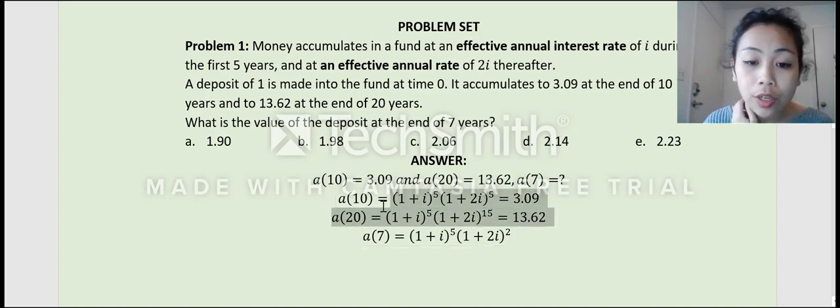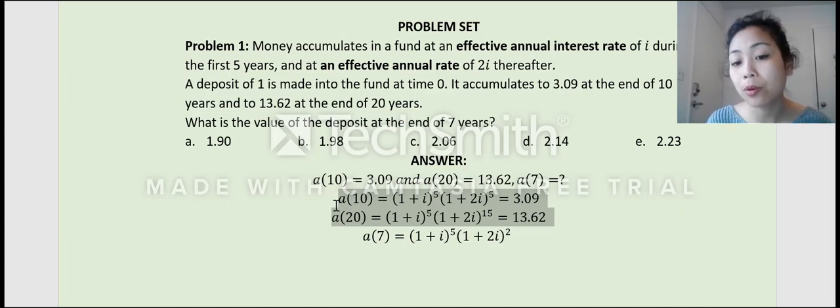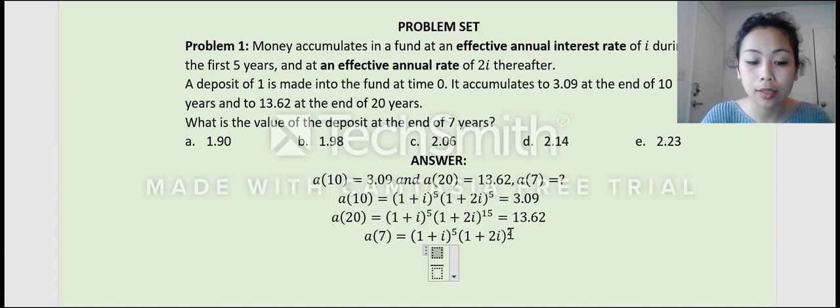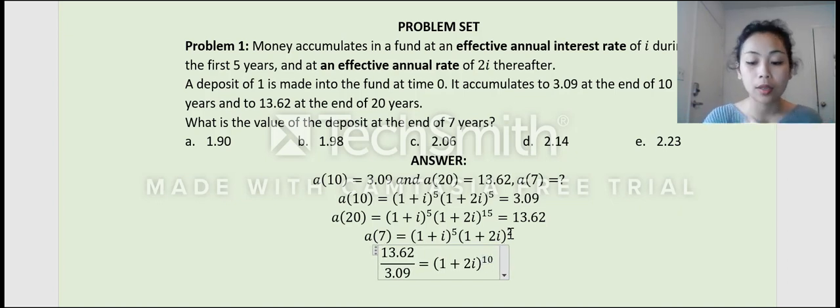So you look at the first two equations. If you divide the second equation by the first equation, on the left hand side you should have 1 plus 2I to the power 10, and the right hand side is just a number, and you will be able to find I, right? So here we have 13.62 over 3.09 equal to 1 plus 2I to the power of 10, right? So from here we can find I.